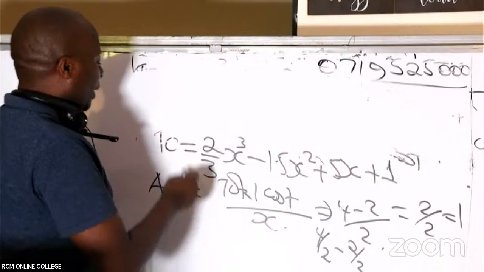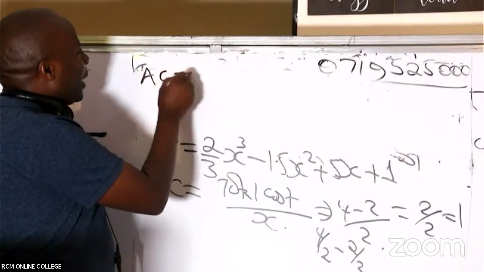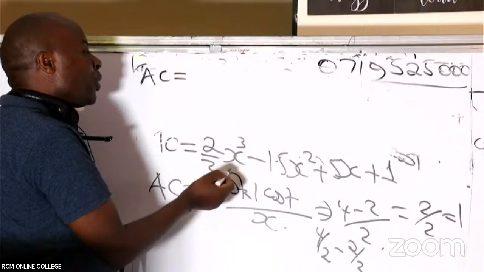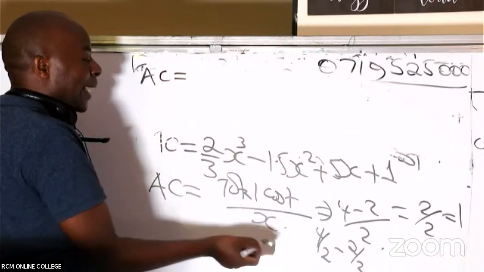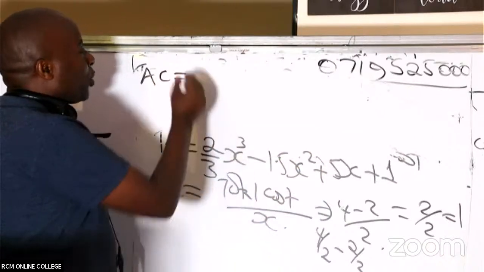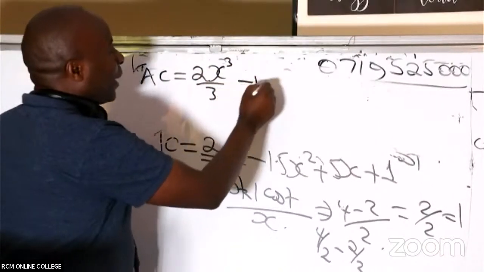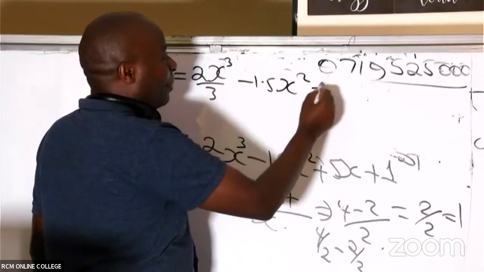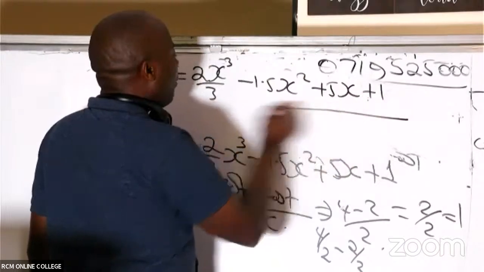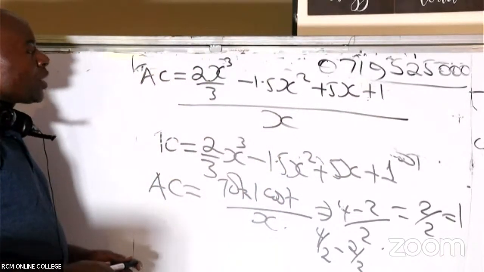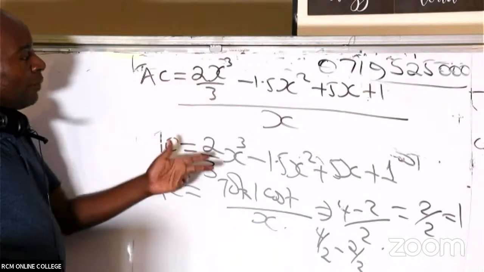So in this particular case, my average cost, I've said, is total cost divided by this X. And what I'm going to do is to divide each of these numbers by X. So it is 2X cubed over 3, minus 1.5X squared plus 5X plus 1, everything to be divided by X. For purpose of solving this, I will need to divide each of these terms by X.